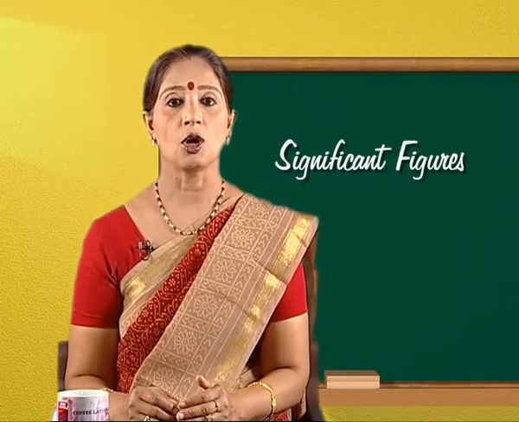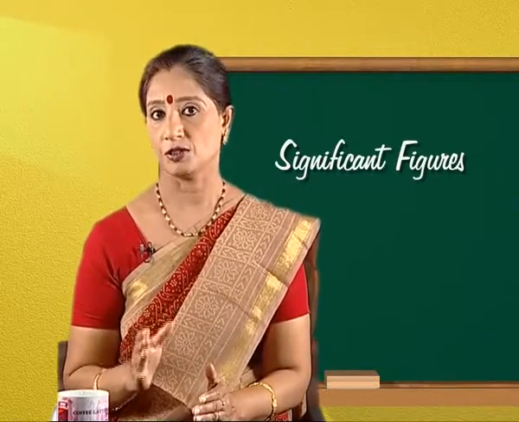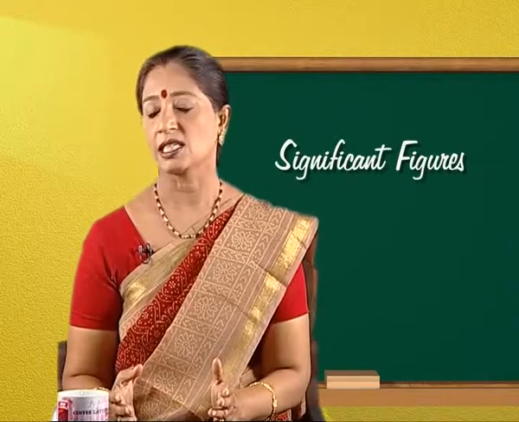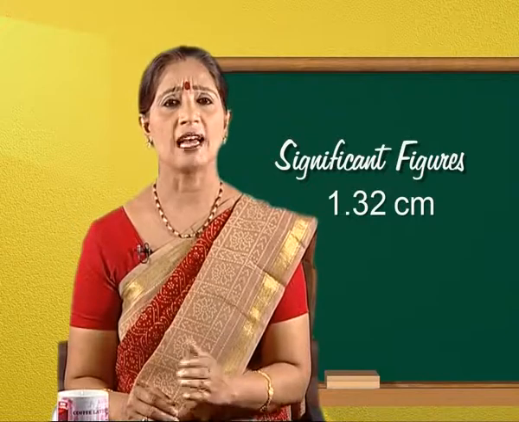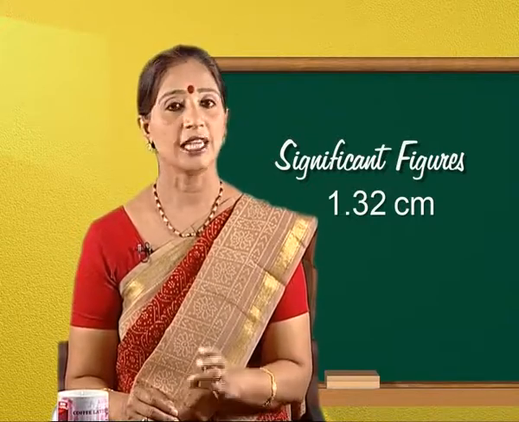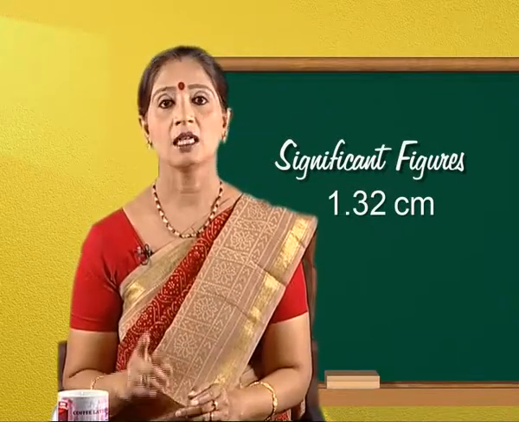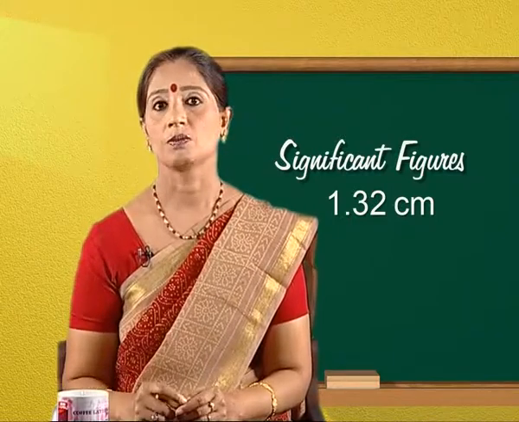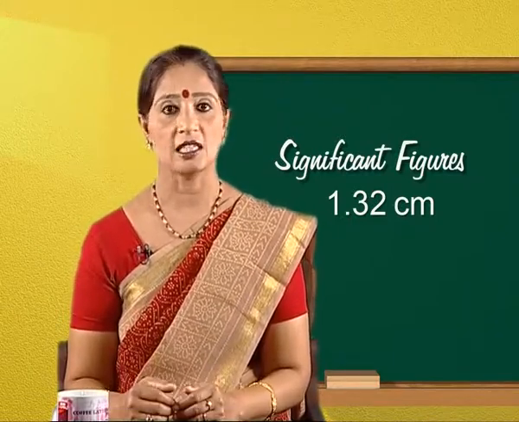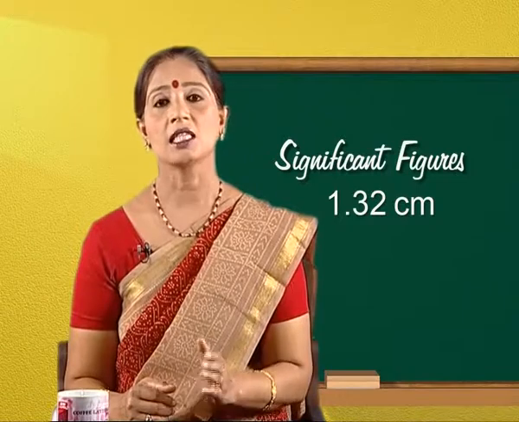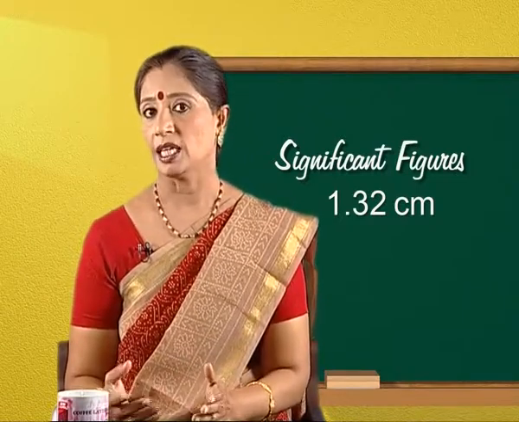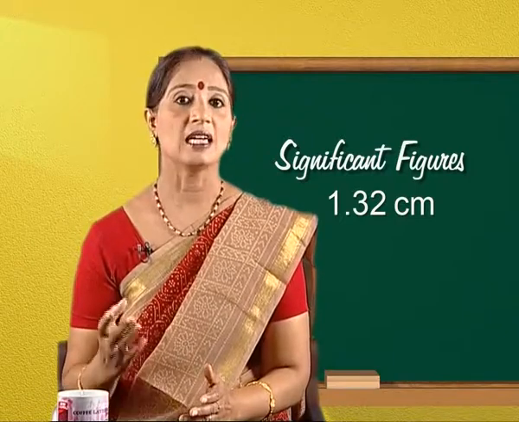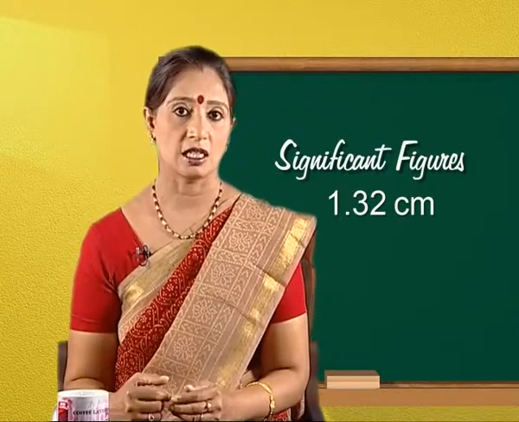The measurement of the diameter of a sphere is reported as 1.32 centimeter. This value comprises 3 digits, 1, 3 and 2. All 3 digits are significant as the same are measured by the instrument. The value indicates, however, that the last digit is uncertain.